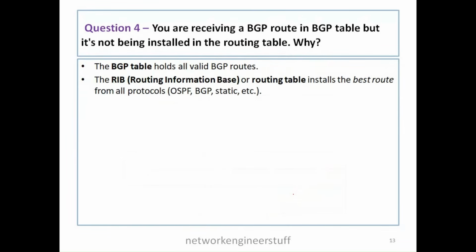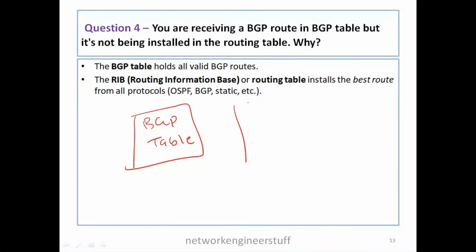Let's move to question number 4. This question is very interesting, and this is a question, I'll say, asked to experienced guys only. A very good question, and only guys who have a good understanding of BGP can answer this particular question. You are receiving a BGP route in the BGP table, but it has not been installed in the routing table. So we have this on the router, the BGP table, which will have all the valid BGP routes.